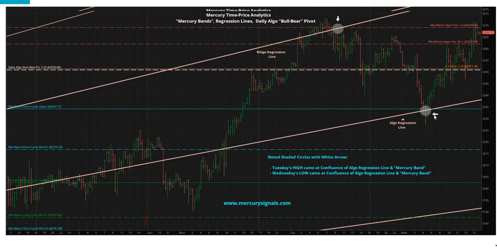Today you had the opposite. Here we had resistance at the confluence. Here we had support. Different Mercury band, but same concept. Fixed horizontal algorithmic pivot, confluence with an angled vector regression line. That was the day's low.